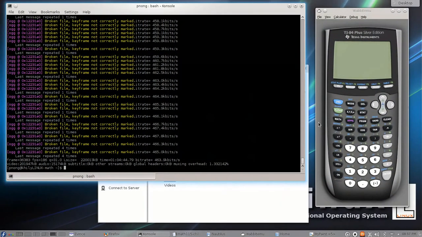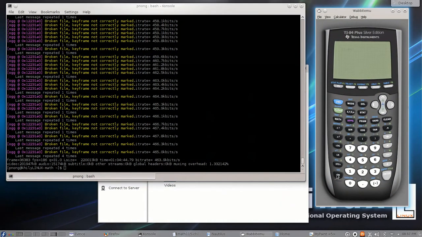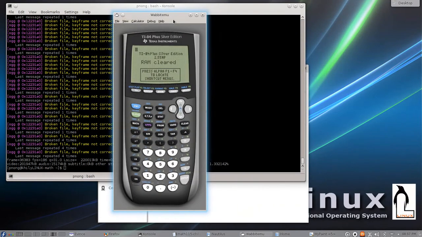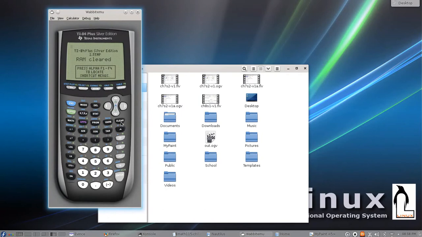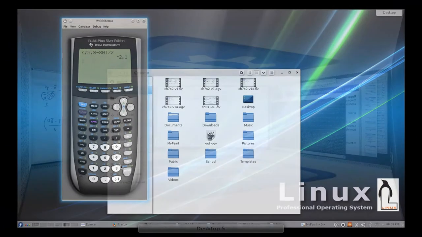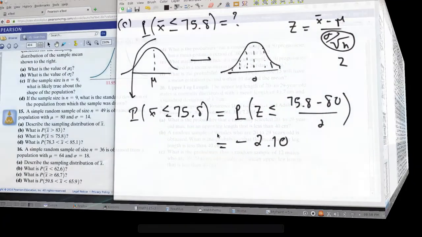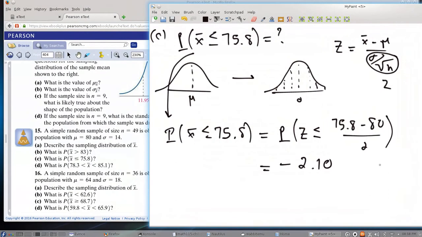I think I have my calculator somewhere here, right here. So we have 75.8 minus 80 divided by 2. And that gives us a negative 2.10. Okay? And that's our z-value, which is to the left of it is the region that we want to calculate.